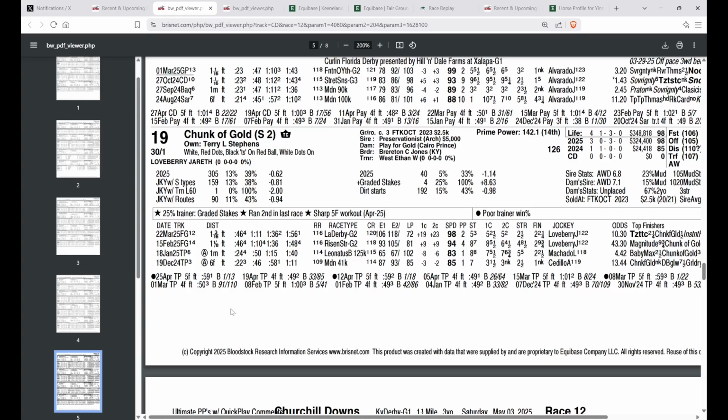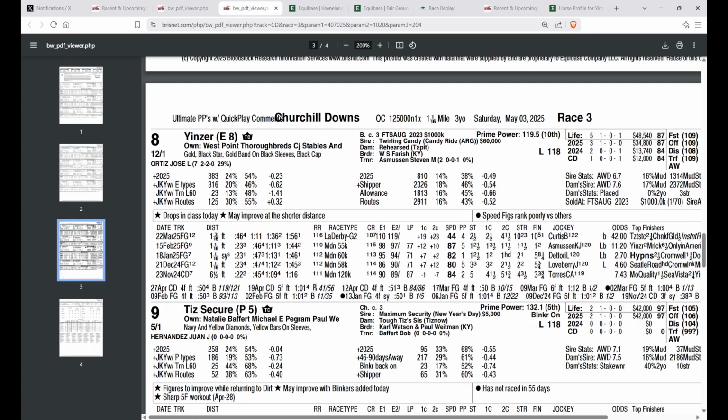And so I thought Chunk of Gold ran a great race in that race, and he was pace compromised, as you can tell from the plus 19, the plus 23, the 106, 118, the fractions, and he was close to the leaders. Now we're looking at Yinzer, and we're looking at the Louisiana Derby again, because he was right there trying to pressure John Hancock through the early stages.